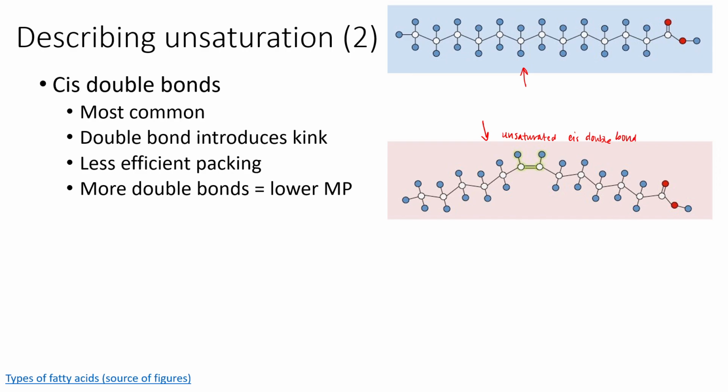And I believe I also mentioned this before, but because of this bend in the hydrocarbon tail, these fatty acids are not able to pack as efficiently. And so this means the more double bonds that we have in any one fatty acid tail, the lower the total melting point is going to be, because they're not going to be able to pack as tightly, so it's going to be easier to pull them apart even at lower temperatures.